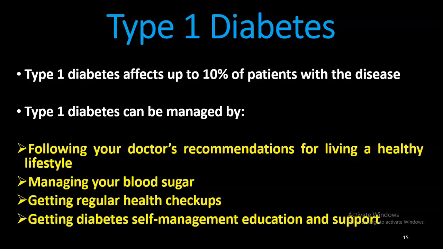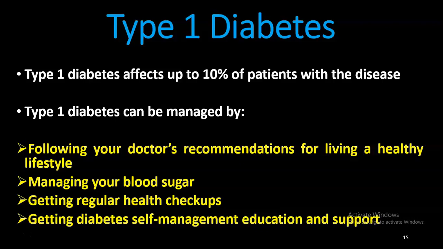Currently, no one knows how to prevent type 1 diabetes, but it can be managed successfully by 1. Following your doctor's recommendations for a healthy lifestyle. 2. Managing your blood sugar. Also, getting regular health checkups. Getting diabetes self-management, education, and support.